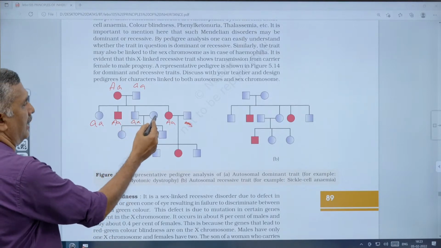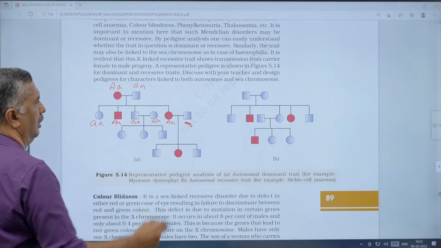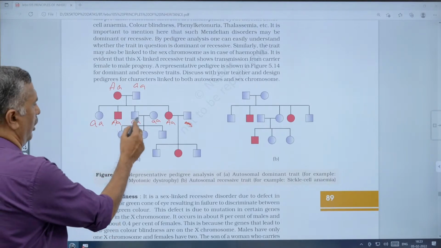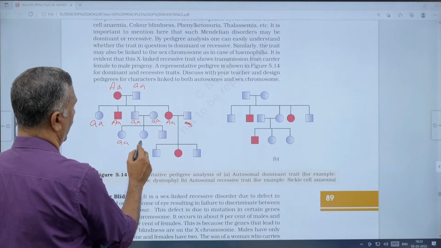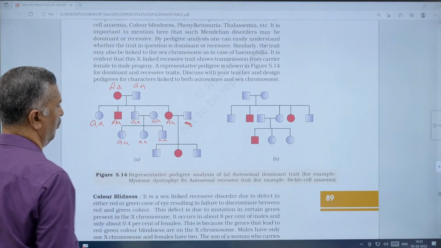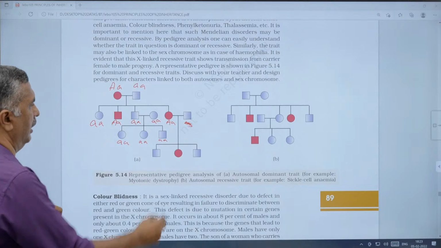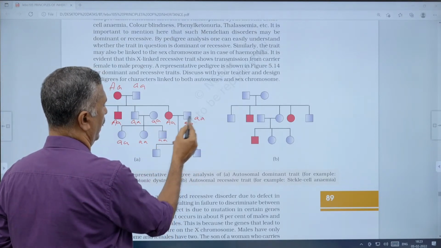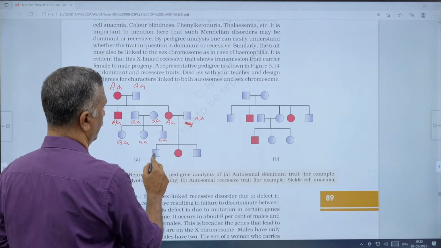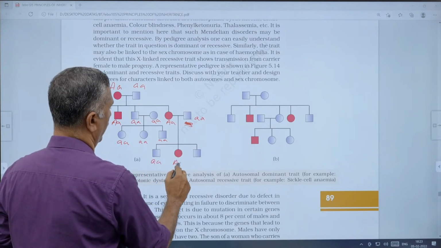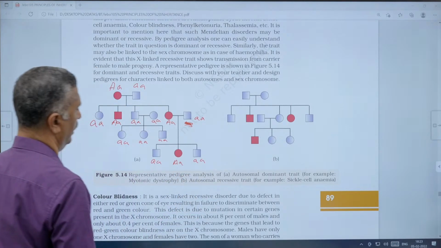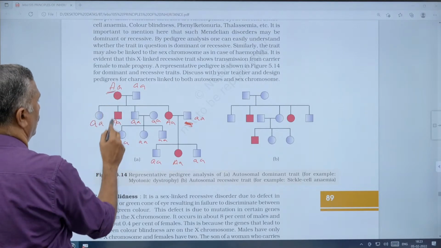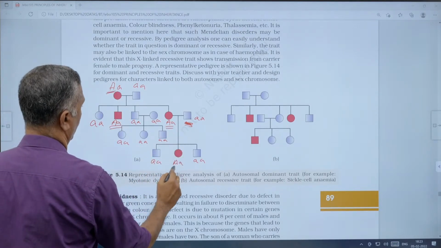And this male marries another female that is normal, that is, an unaffected female. Then all of them are small a small a, all of them are unaffected. Then here it will be capital A small a, here a small a male marries a small a female. Then the offspring will be small a small a, capital A small a, and small a small a. That is in the case of this autosomal dominant disorder.